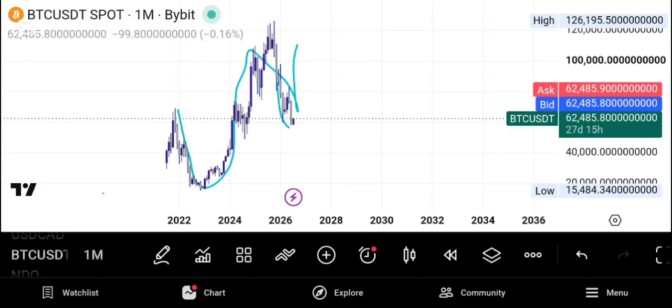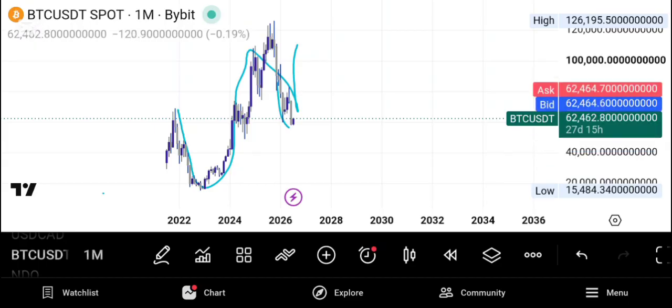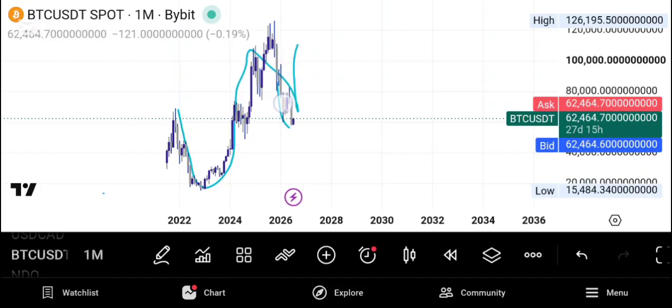Now, look at it. BTC, this is the monthly time frame, has been selling for almost a year. 1 2 3 4 5 6 7 8 9 10 11 12. Each candle on this monthly time frame represents 1 month, so for 12 months, that's 1 year. So this has been selling for almost a year.